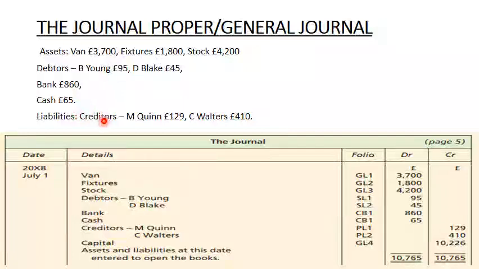The liabilities, on the other hand, go to the credit side. So M Queen is 129 and C Waters is 410. So we record them here, right?